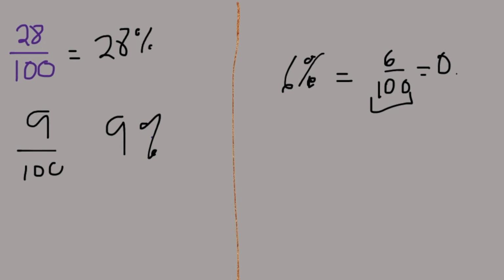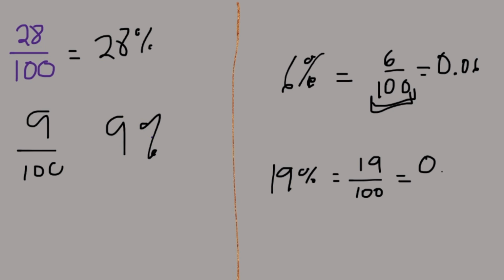Now if I also wanted to write this as a decimal, this would be the 100th place, so this would be 0.06. So I can change in between decimals, fractions, percentages very easily, because they're all going to be made out of 100 and compared to 100. And 19%, same thing. If I'm going to change this into a fraction and write it in fraction form, it would just be 19 over 100. And here we go, as a decimal. So these can be changed very easily between all of them.